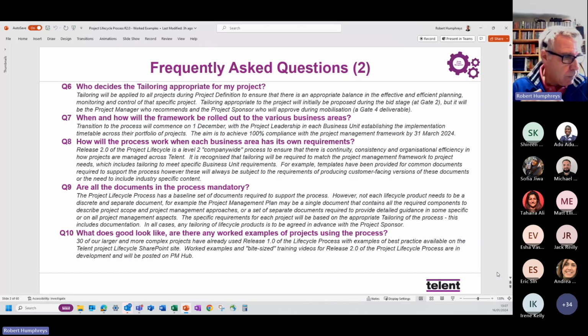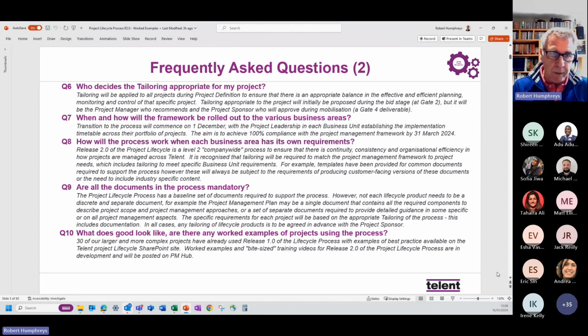And then finally, I think one of the major points that came out is that we're launching this process, but what does good look like? And what I've done is I've pulled some information from the current projects that are going through project board to give an indication of what is currently being used and presented at project board, which is based on what we've done here on the Project Lifecycle release 2.